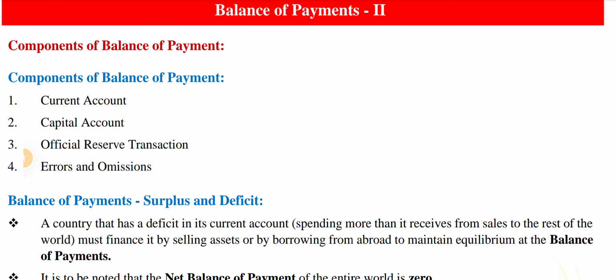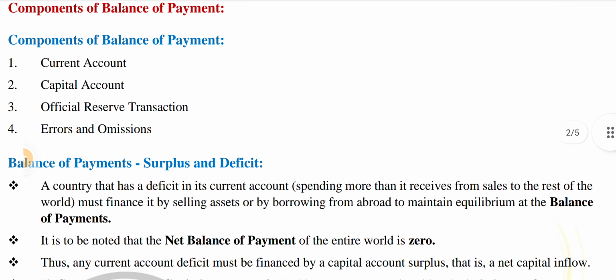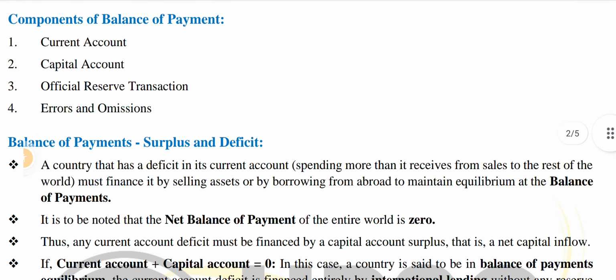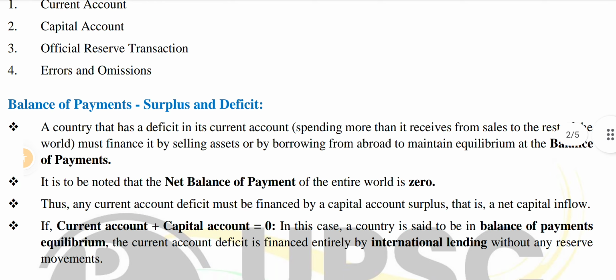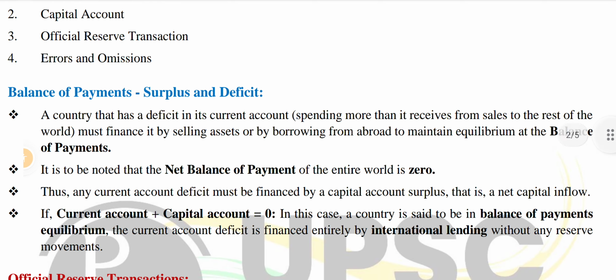Components of balance of payments. First one is current account, second one is capital account, third one is official reserve transaction, and fourth one is errors and omissions. Balance of payments: surplus and deficit.